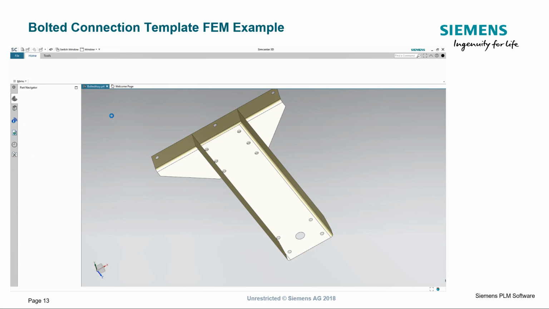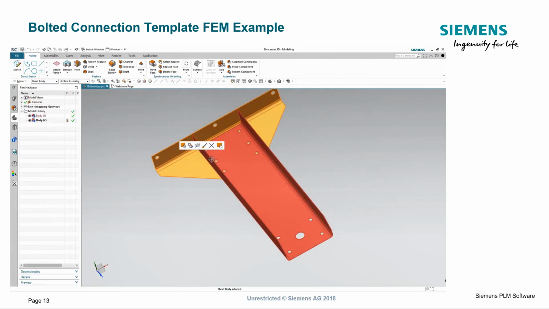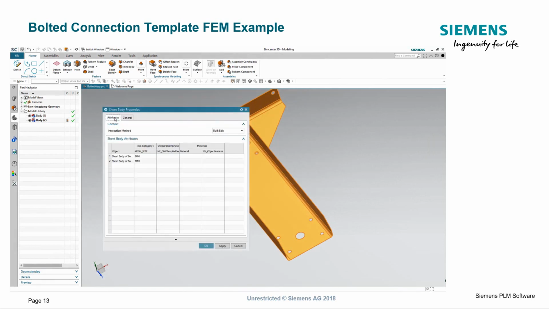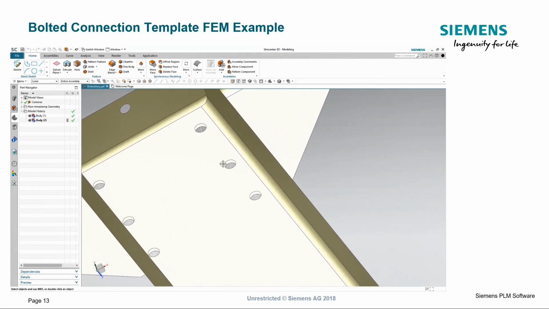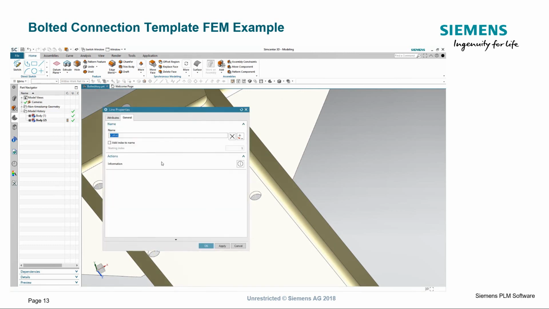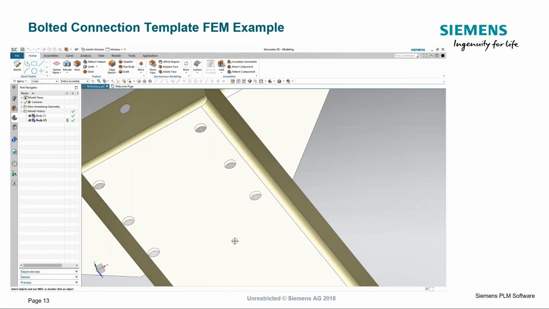So here we'll go ahead and open up a part file that has attributes already assigned to the sheet bodies. Here you can see the attributes that are assigned to the sheet bodies, which will be used in the template FEM in order to specify mesh parameters. Then you can also see on some of the curves here that we have attributes also assigned that will be used for defining the bolted connections.